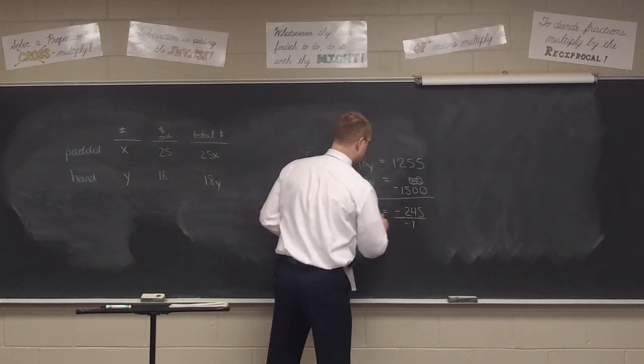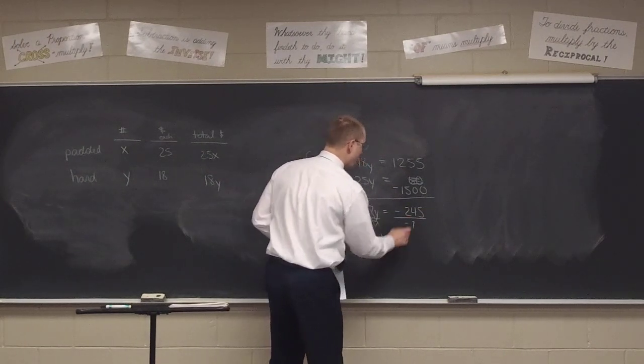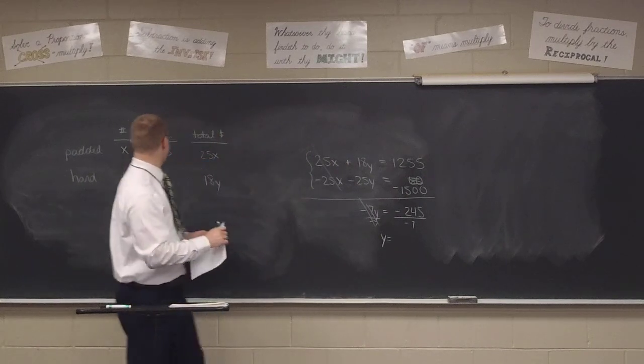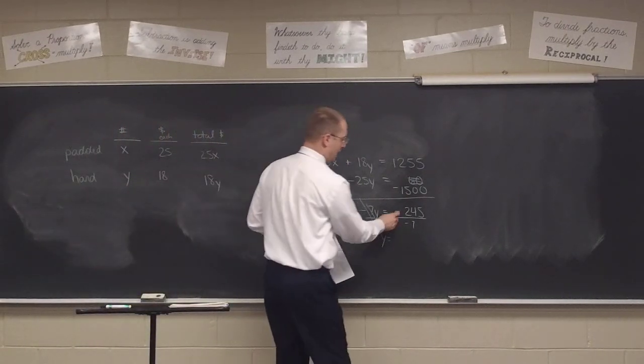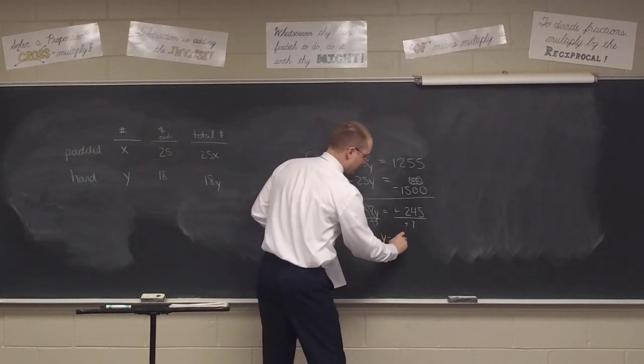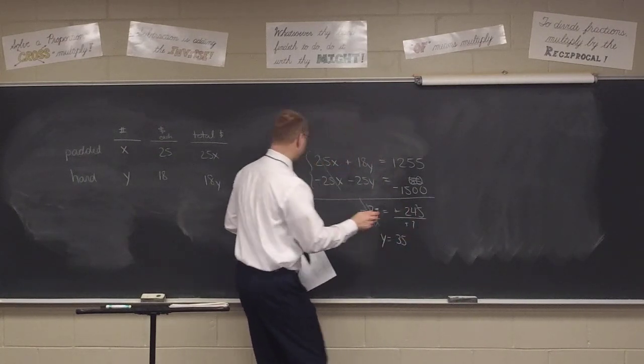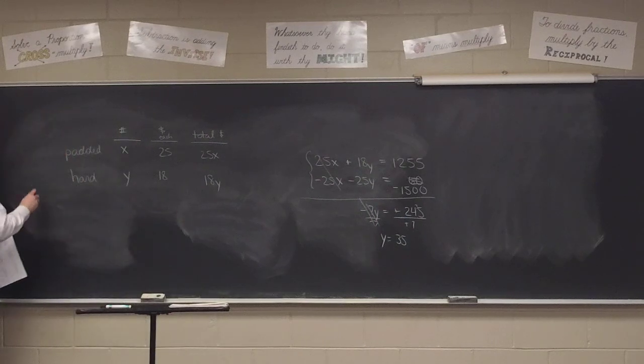Divide away the negative 7 from both sides. Now, the good news is you know you have to get a positive. You cannot buy negative chairs, right? So you know it's going to come out positive, and it does, of course. And here we would get 35 for y. That's 35 hard, cold, unfeeling chairs.